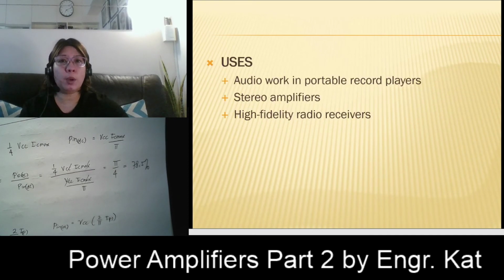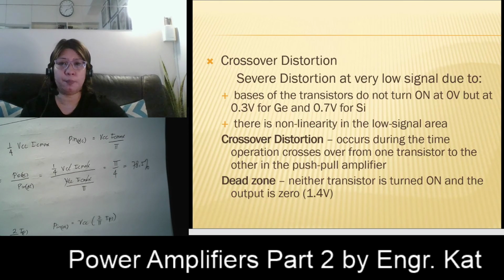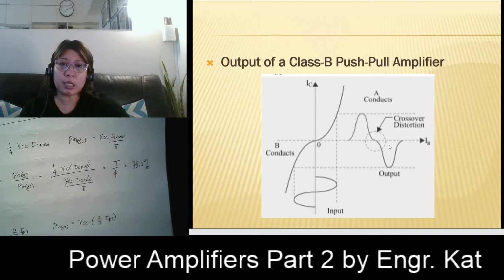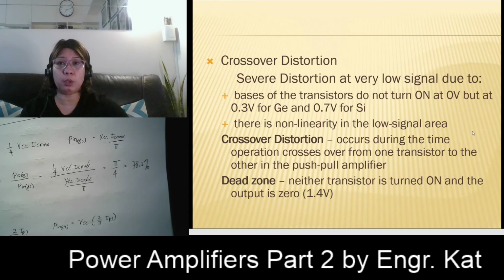What are the applications for Class B amplifiers? This is usually used in audio work, in portable record players, stereo amplifiers, and high fidelity radio receivers. Here we have the figure of a distortion located in this part of your output signal. That distortion is what we call the crossover distortion.